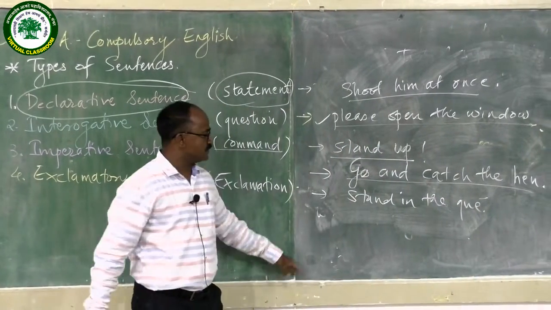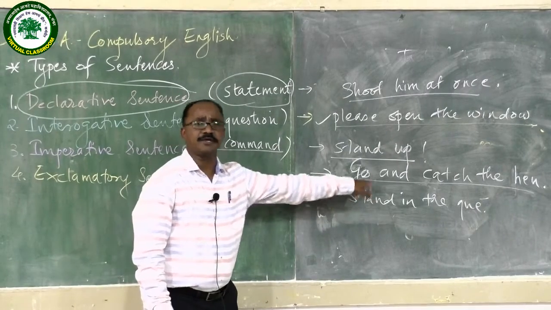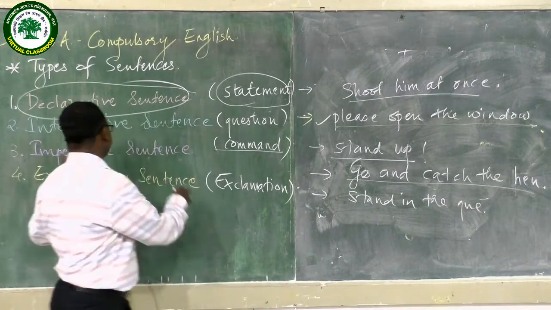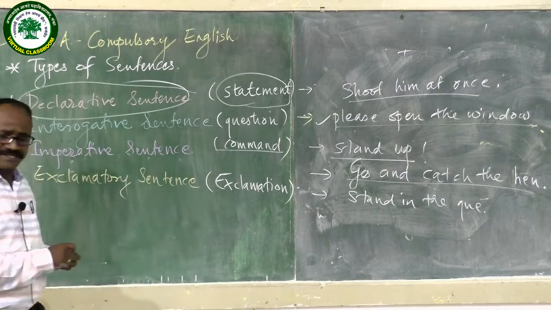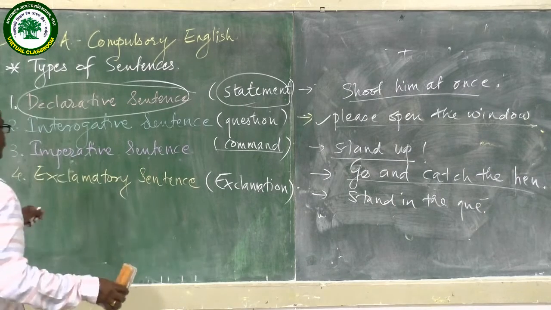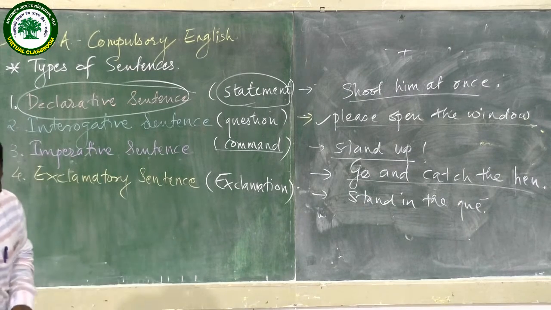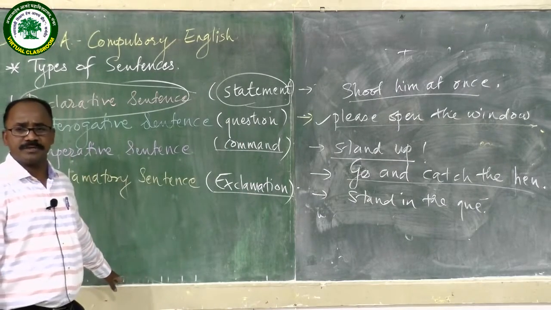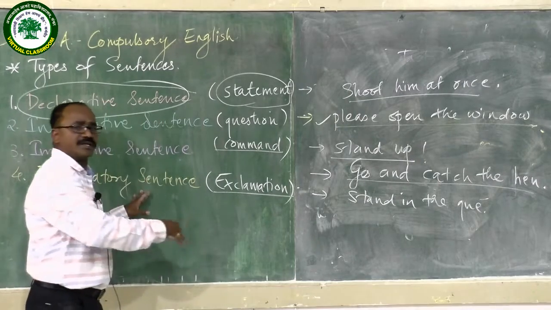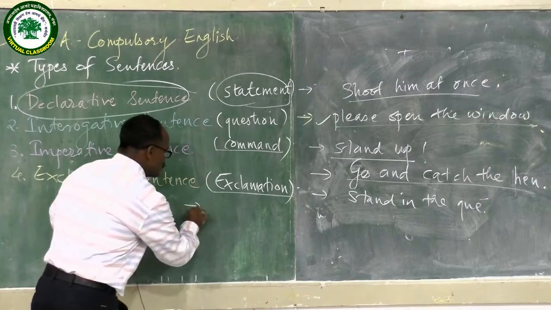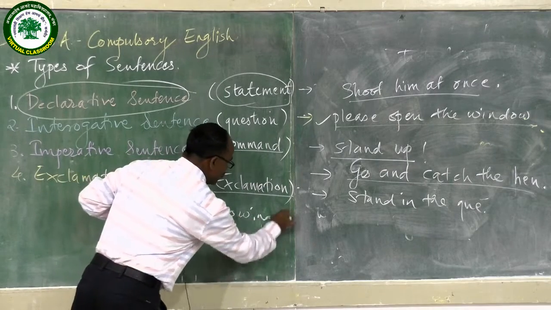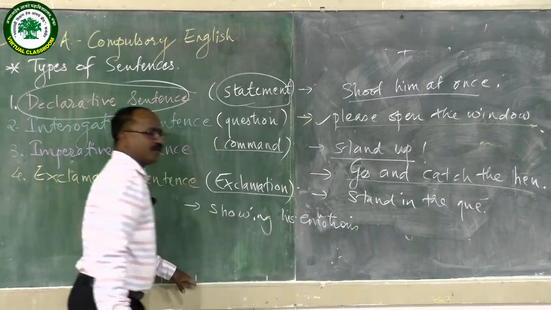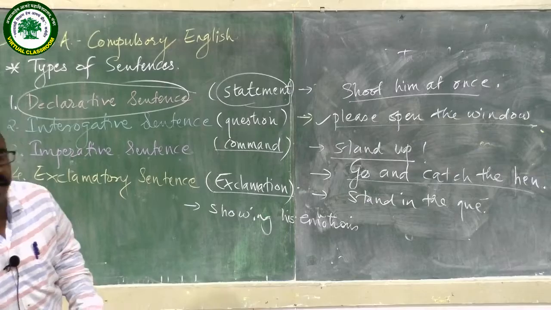Now look at this sentence. Stand in the queue, in the sense you have to stand in a queue. So someone is advising someone. So advice, commands and requests are considered to be imperative sentences. Another, last type of sentence in English is exclamatory sentences. Exclamatory sentences are generally sentences where the speaker is showing emotions or strong emotions. For example, hooray, we won the match.